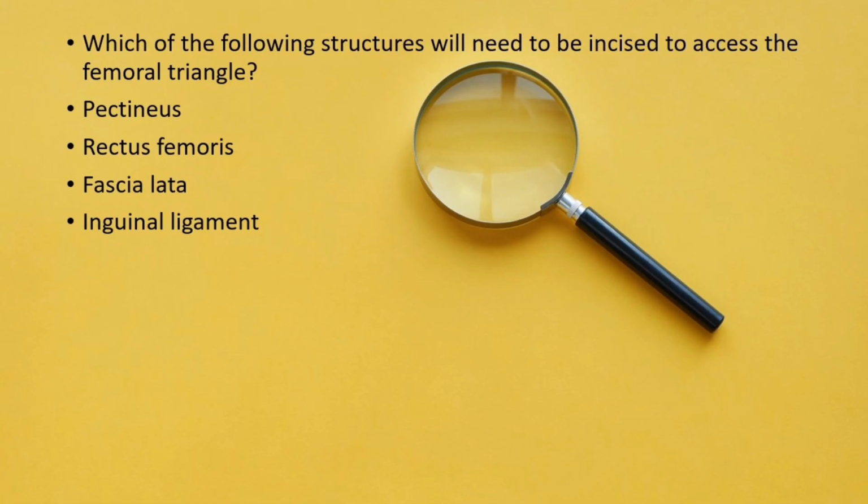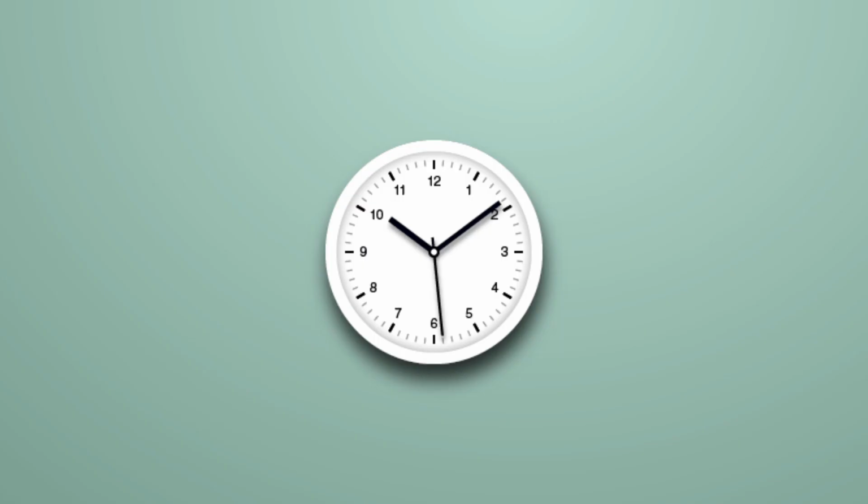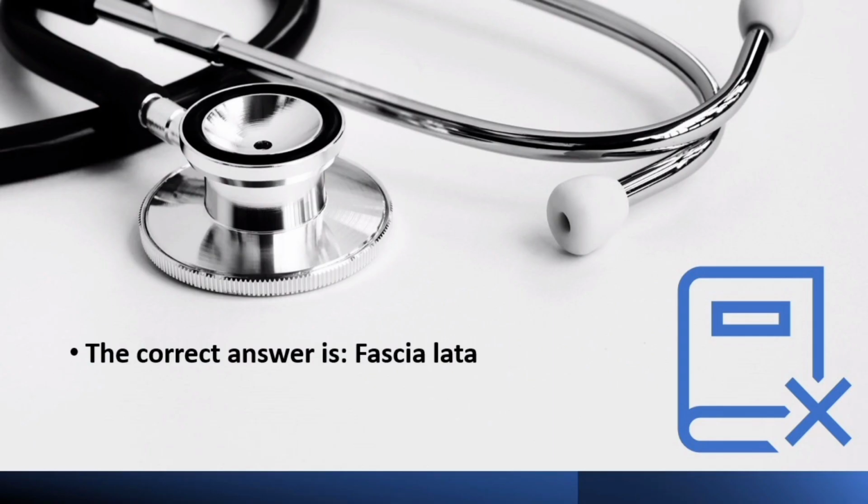2. Which of the following structures will need to be incised to access the femoral triangle? Pectineus. Rectus femoris. Fascia lata. Inguinal ligament. The correct answer is fascia lata.